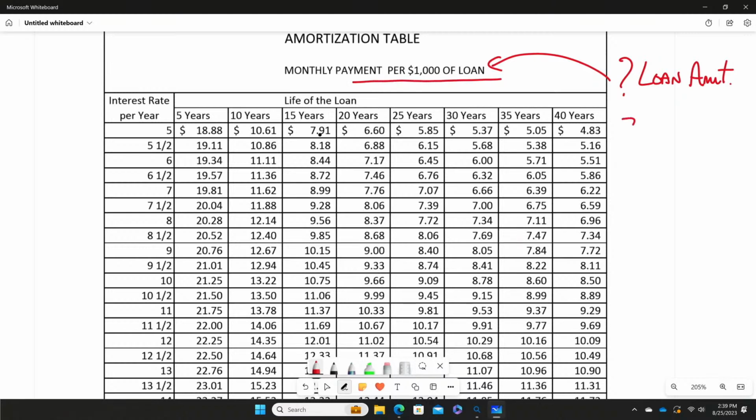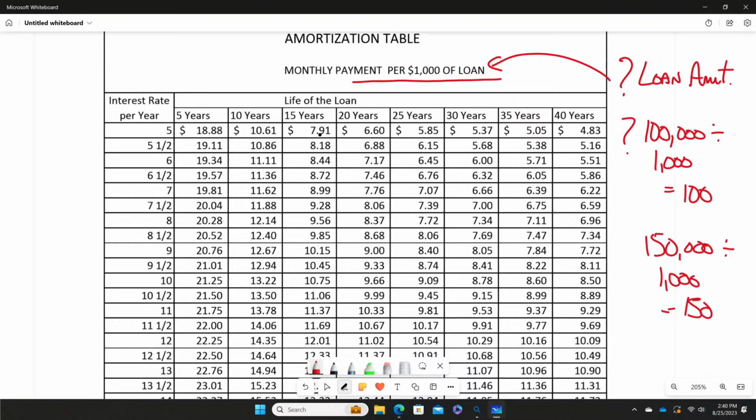And whatever the loan amount is, if it's $100,000, you divide it by 1,000, right? And that will give you 100. If it's 150,000, like we just worked, you divide it by 1,000, and that will give you 150.